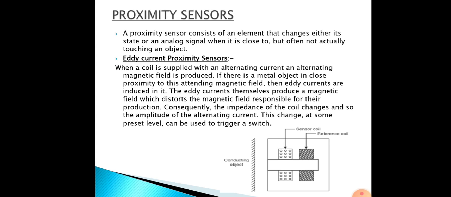So how does it work? When a coil is supplied with an alternating current, an alternating magnetic field is produced. If a metal object is in close proximity to this alternating magnetic field, then eddy currents are induced in it. The eddy currents themselves produce a magnetic field which distorts the magnetic field responsible for their production.